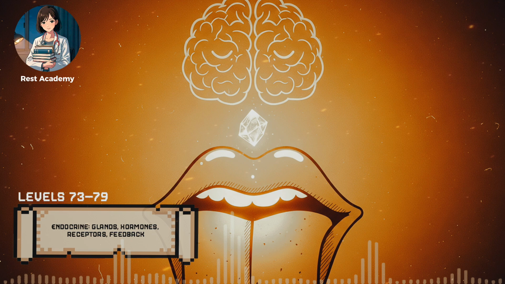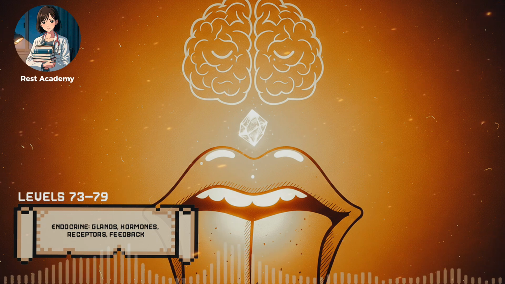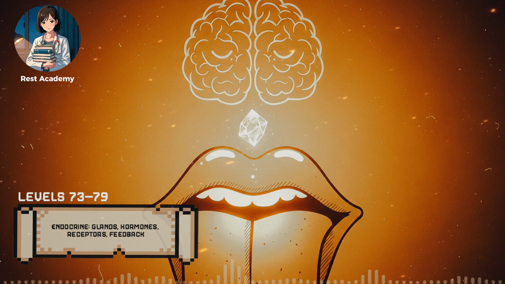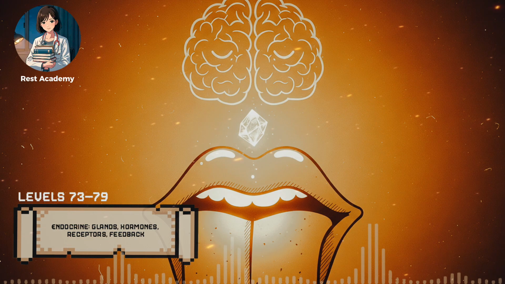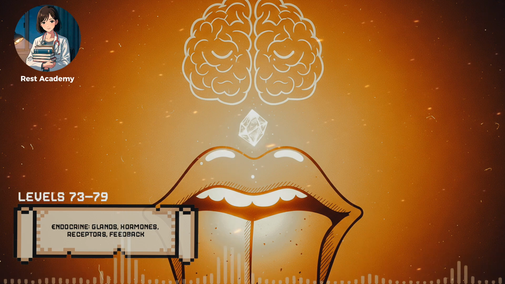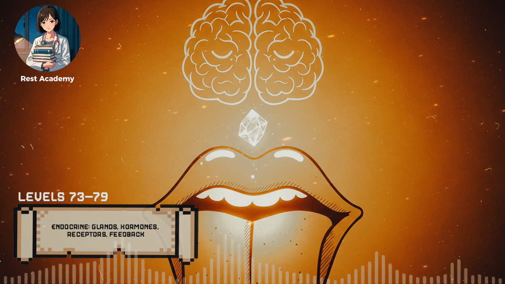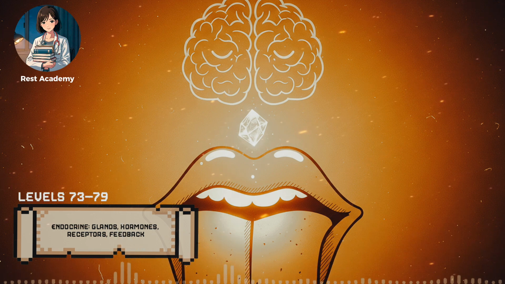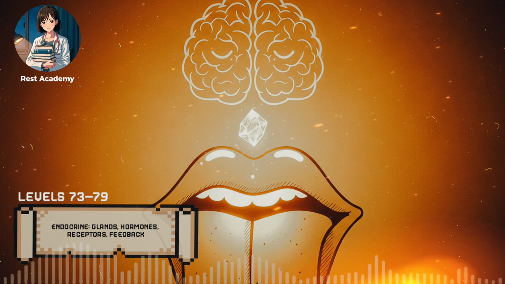Parathyroid glands, small nodules on the thyroid's posterior surface, produce parathyroid hormone, PTH, which raises blood calcium. PTH stimulates bone resorption, increases renal calcium reabsorption, and activates vitamin D, enhancing intestinal calcium absorption. It lowers phosphate by increasing excretion.